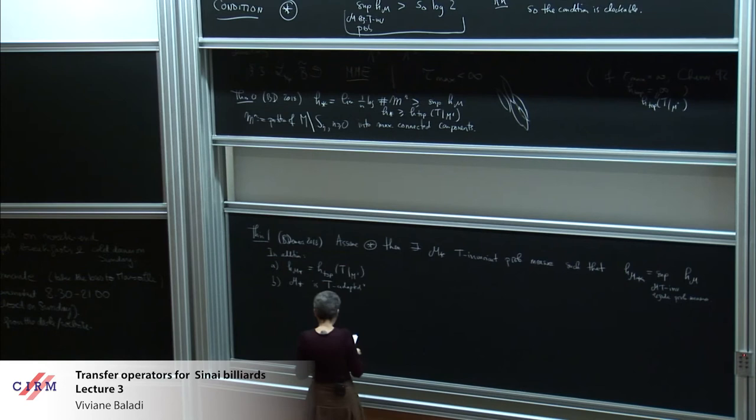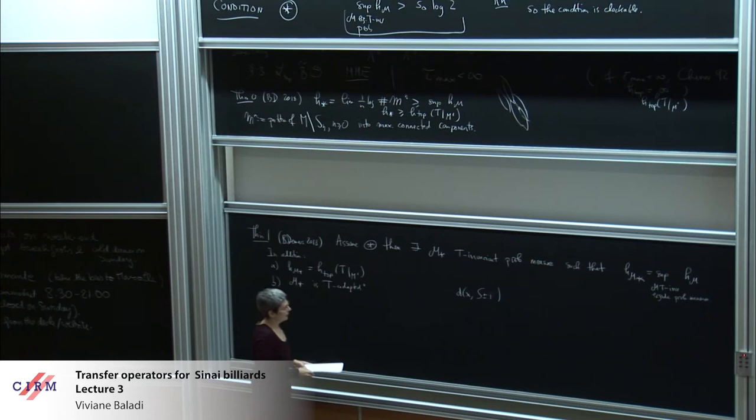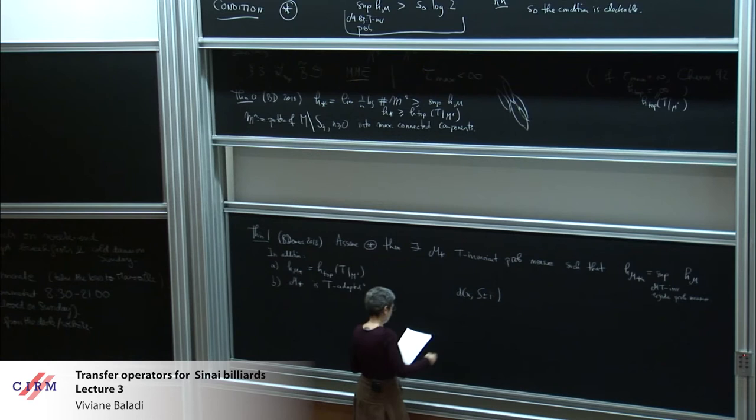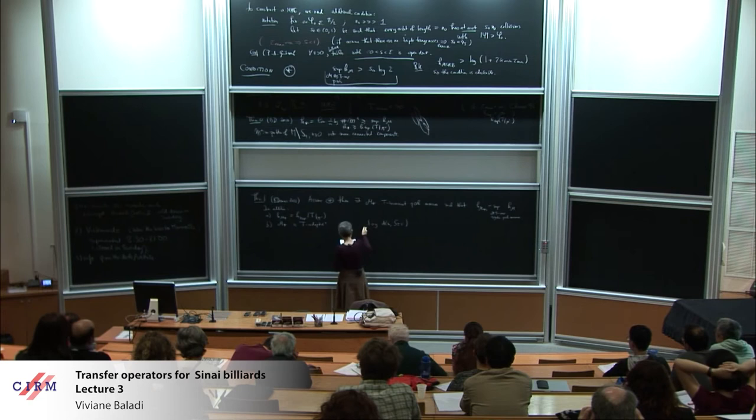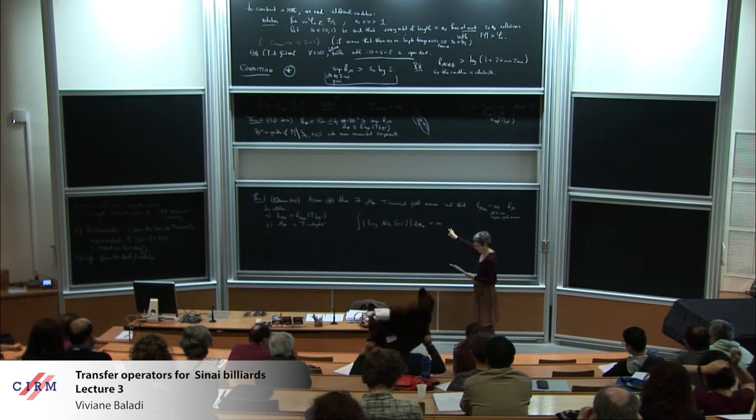So I have these bad guys, the singularity curves. S plus and S minus one are the curves on which either T or T minus one has a singularity. I look at the distance of a point to the singularity curve, take the log, and then I take the average with respect to mu star, and this is finite. And actually we show something much more precise than that, okay? So that's a kind of nice property.